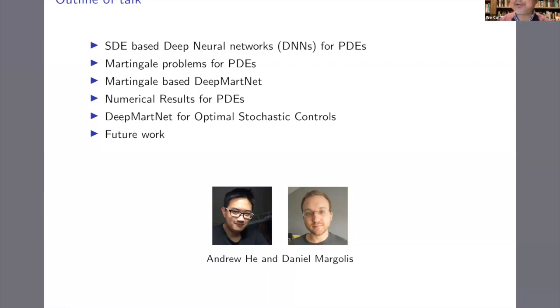And then I will give a short review on the Martingale problem for PDEs. And then I will show you how to use the Martingale property to construct a neural network. And then we'll present some numerical results for PDEs. And then we'll briefly discuss how to use the DeepMartNet for optimal stochastic control problems. And I will end the talk with some remarks on future work.